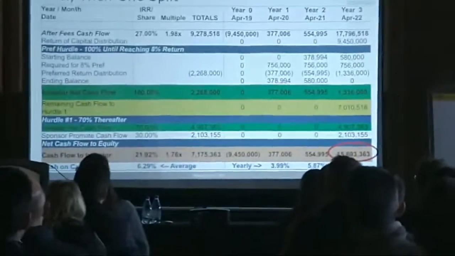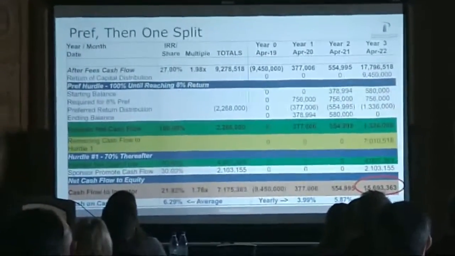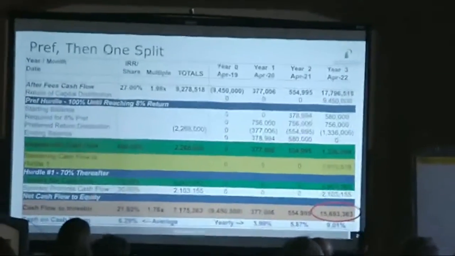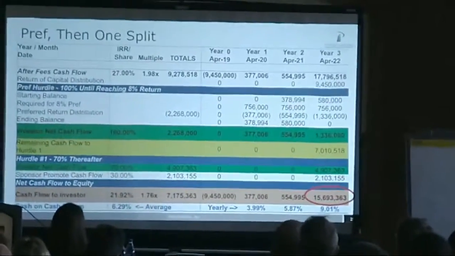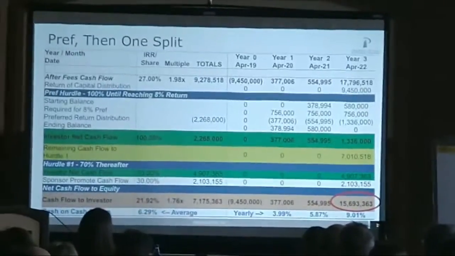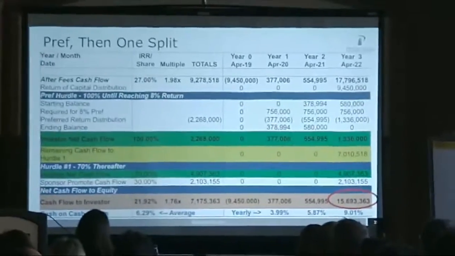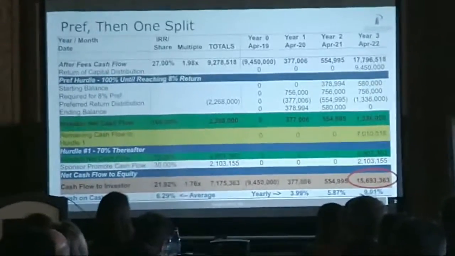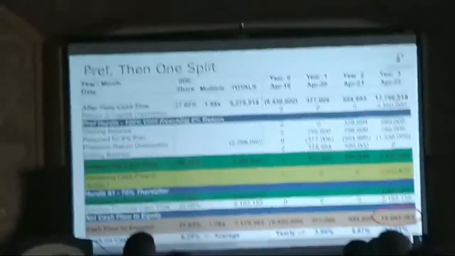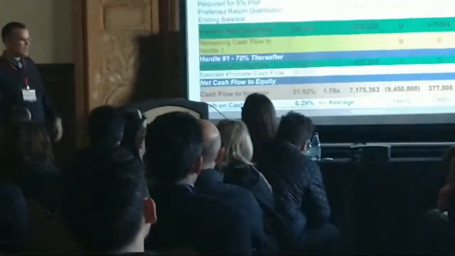As you go across the bottom, you can see the investor, the last row here, the orange one, invested $9,450,000. That's the money out, which is why it's negative. Year one, they got all the cash flow, $377,000. Year two, they got all the cash flow, $554,000. Year three, they get $15,693,000. So they got all the rest of their preferred return, the 70% split of the cash flow, and their money back. When you add all three together, they got $15 million. So they invested $9.5, and they got back $15.5.